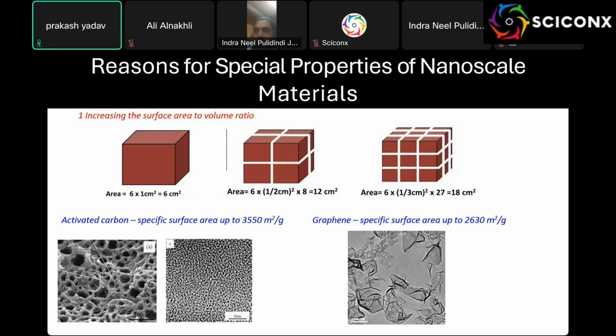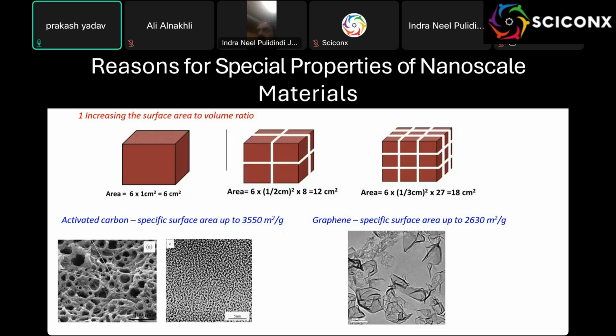And here we clearly see the activated carbon has its specific surface area, and graphene also has its specific surface area. But what will happen? The activated carbon, we are using as a filter for water filtering. Nowadays, activated carbon is used to filter because it has a porous structure. What is the meaning of porous structure? It stores more contaminants and other elements. That's why we are using it in filtering the water.